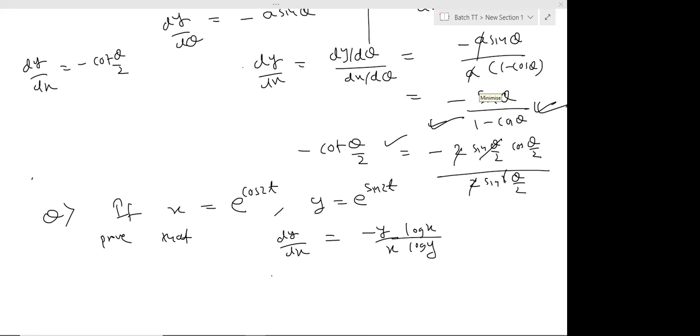Yeah, so I'll get cos 2t after taking log. Cos 2t will be log x, sin 2t will be log y. Then I'll be adding them up to get log x square and log y square, RHS and LHS together.